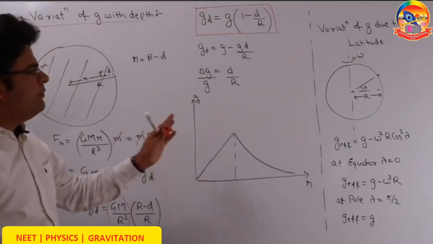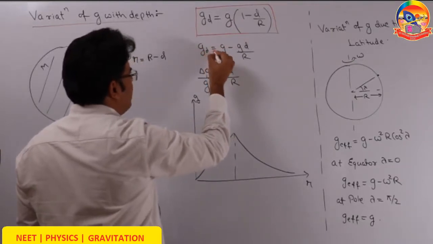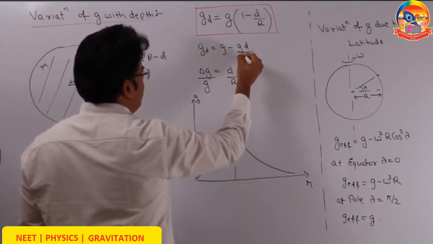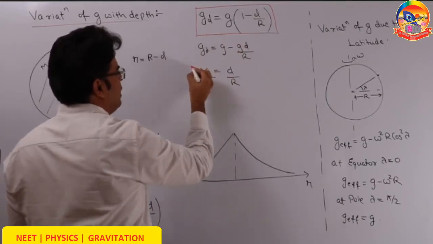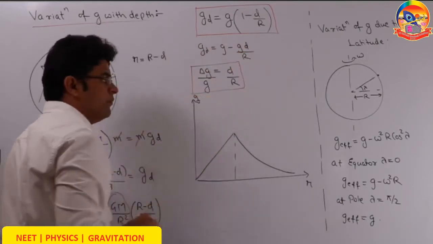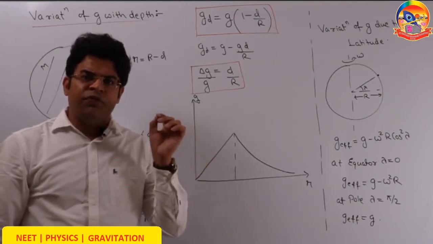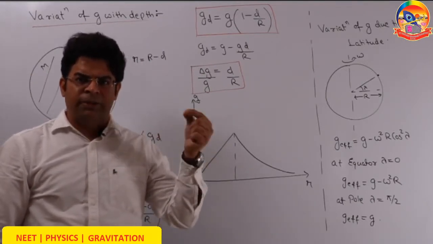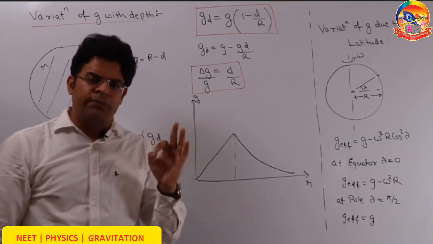Now I will do the same thing as I did last time. Multiply this g, so you get acceleration due to gravity at depth d equals g minus g into d by R. Bring this g_d to the right hand side, that becomes delta g. So delta g by g comes out to be d by R. Last time, in variation with height, we got the fractional change in gravity equals 2h by R. This time we got the fractional change in gravity equals d by R.